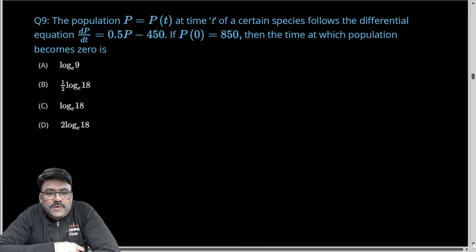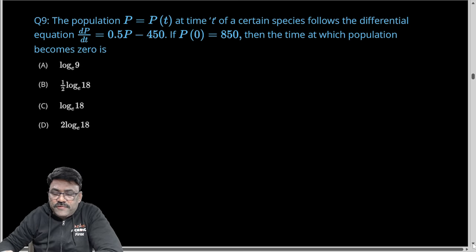See this question. P is the population at any point t, and the differential equation is given: dp by dt is 0.5 p minus 450. The initial population is 850, at t equal to 0, p is 850. So then you have to find the time at which this population becomes 0.